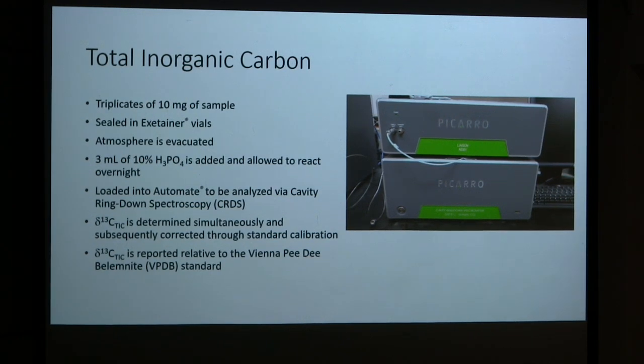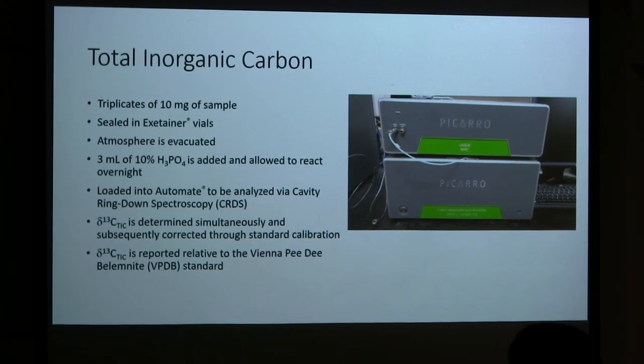For the total inorganic carbon, we took triplicates of 10 milligrams of sample. We sealed them in Exetainer vials. The atmosphere was evacuated because we don't want to read the CO2 of the atmosphere. 3 milliliters of 10% phosphoric acid was added. It was allowed to react overnight. That was then put into an autosampler to be analyzed via cavity ring-down spectroscopy. So here's that machine right there.